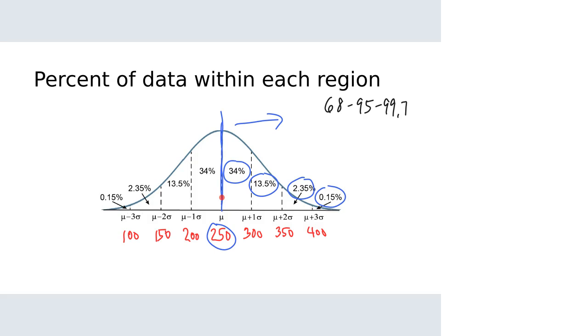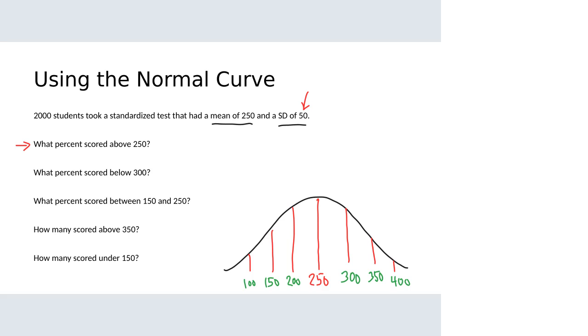This is right in the middle. Mean is the same as the median, so it's half above 250. But the philosophy of finding the regions we need to count and adding those up, that's how we're going to solve these types of problems. So we wind up with what percent scored above 250? That was 50%.